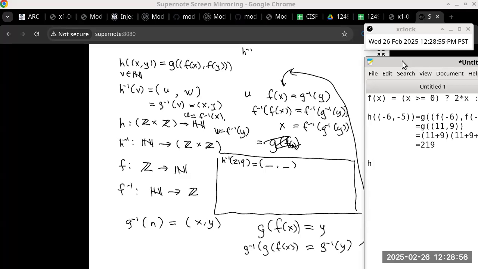No, that's not what H does, because H ultimately uses G, but for the original X, Y, you have to apply F to X and then apply F to Y first, because X, Y are integers. G does not work with integers. G only works for natural numbers. So you have to first convert X, Y from integers to natural numbers. Then you can apply G, because G works with two tuples of natural numbers.